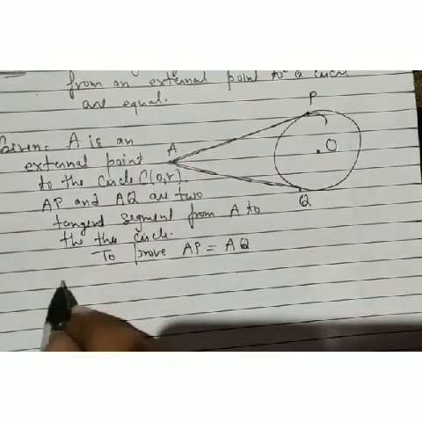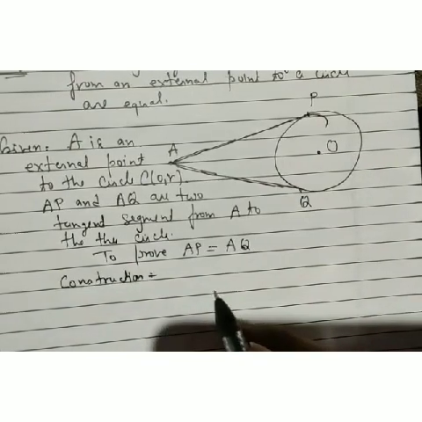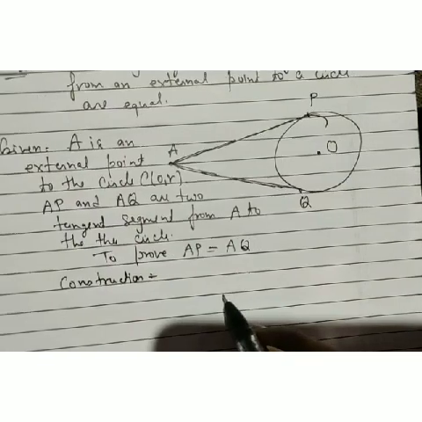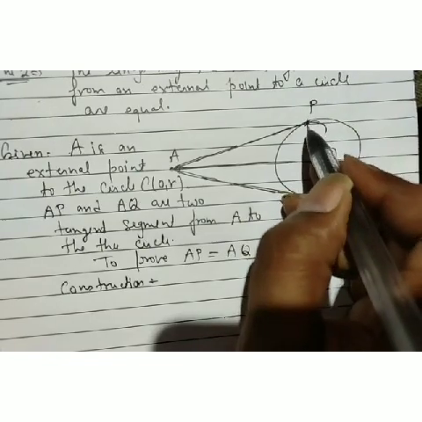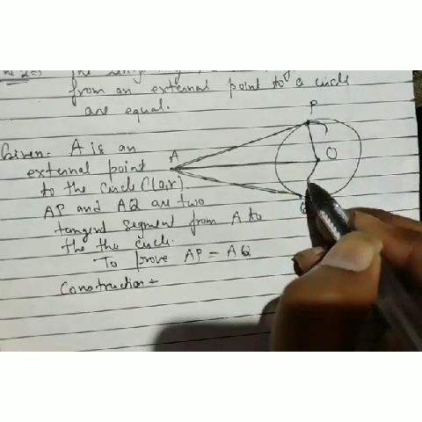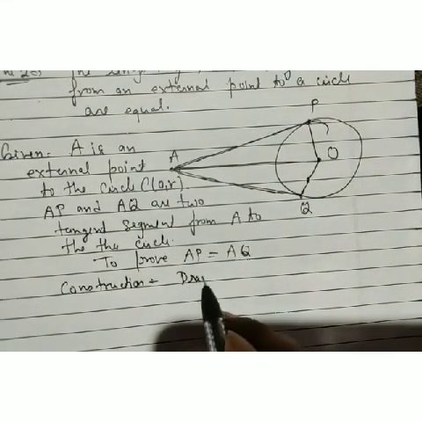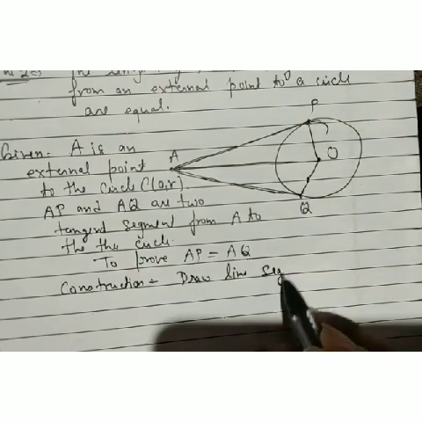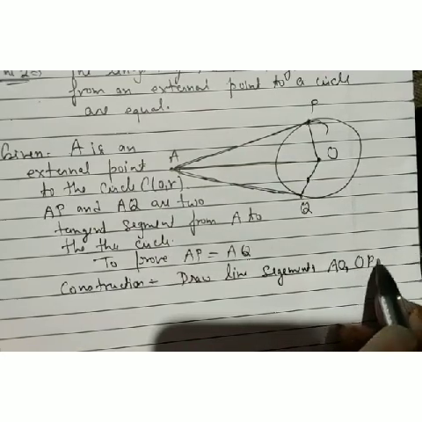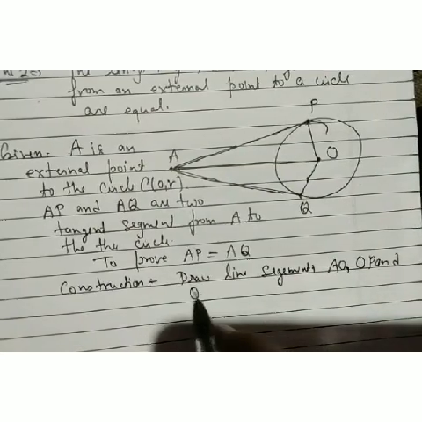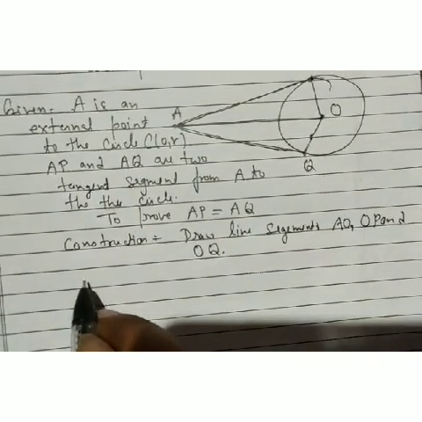What do we do in our construction part? We are going to draw line segments. We join A to O, then join OP, and then join OQ. So we draw line segments AO, OP, and OQ. Now we start with the proving part.